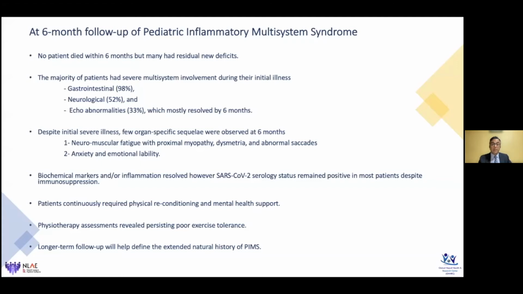Their biochemical markers and inflammation resolved. However, the virus serology status remained positive in most patients despite immunosuppression. Patients continuously required physical reconditioning and mental health support. Physiotherapy assessment revealed persisting poor exercise tolerance. Longer-term follow-up will help define the extended natural history of the pediatric inflammatory multisystem syndrome.